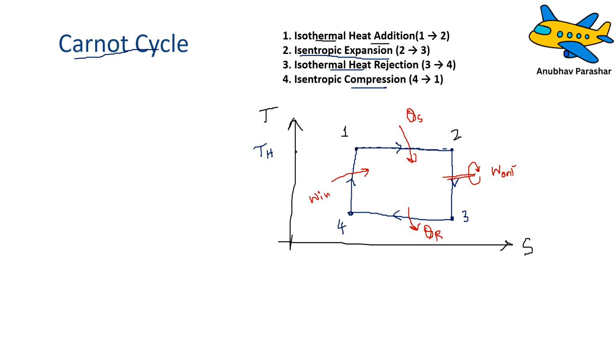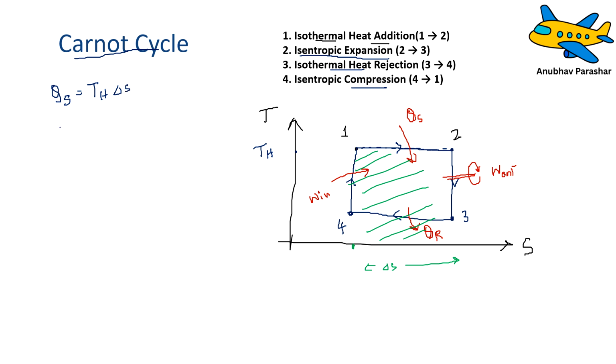Now, looking at the cycle, can you tell me what is the total heat supplied? Can I say the total heat supplied is nothing else but the area under the curve of process 1-2? So this is going to be the total heat supplied, right? Let me say this is the total change in entropy, delta S. So I can say the total heat supplied in this process is equal to TH, that is the higher temperature, multiplied by delta S, right?